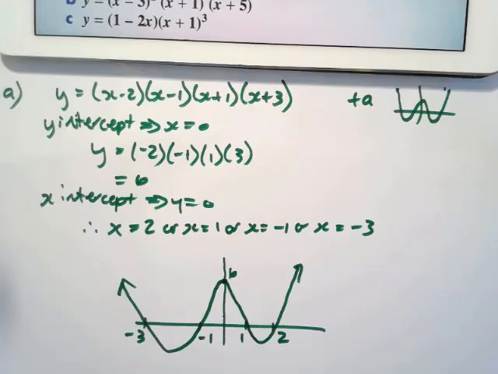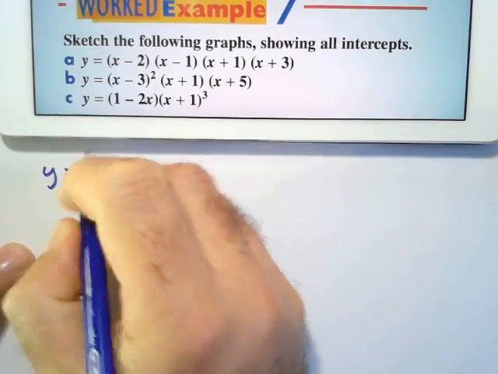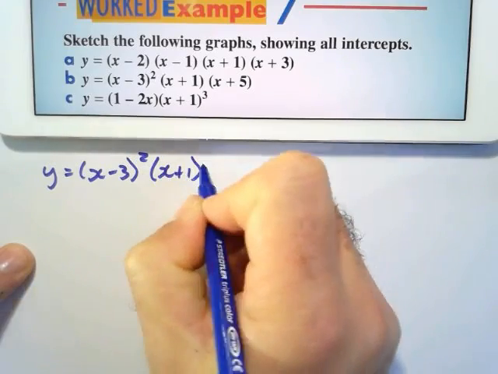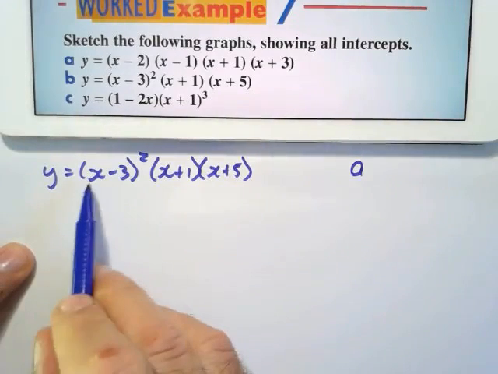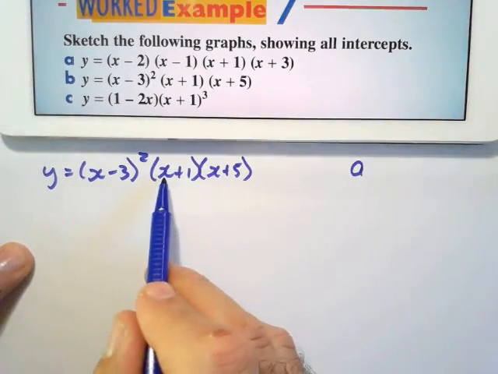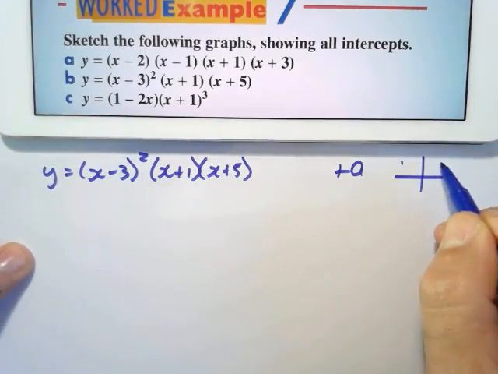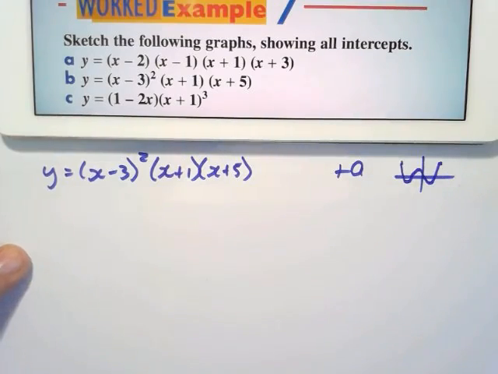The next graph is this one, y equals (x minus 3) squared times (x plus 1)(x plus 5). What is A? x squared is positive, times x is positive, times x is positive. So it's positive, which means it's starting there and finishing there. So it's got this shape.